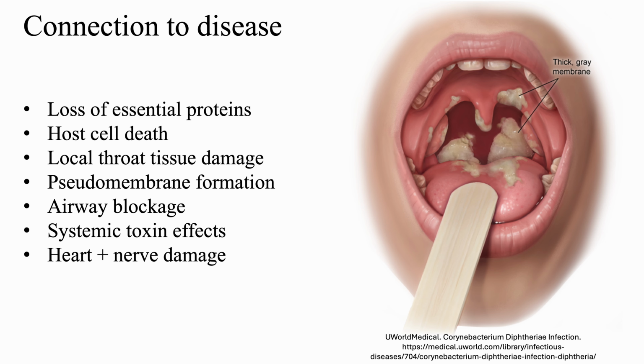Now, if the toxin enters the bloodstream, it can affect distant tissues. The heart and peripheral nerves are especially important targets. In the heart, toxin-mediated injury can cause myocarditis, abnormal rhythms, or even heart failure. In peripheral nerves, it can cause neuropathy, weakness, difficulty swallowing, or paralysis. So, the overall disease pattern follows one main chain. Diphtheria toxin inactivates EF2, protein synthesis stops, cells die, and that leads to local airway damage or even systemic complications.